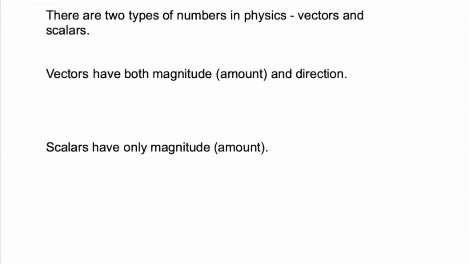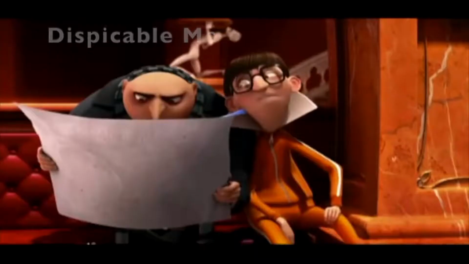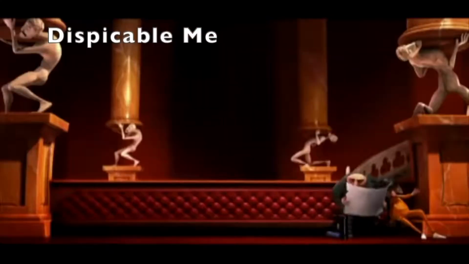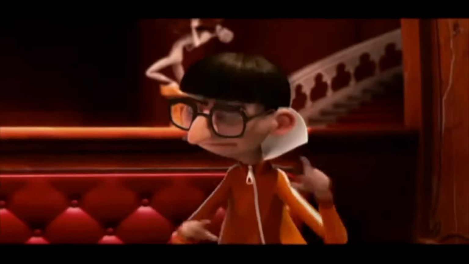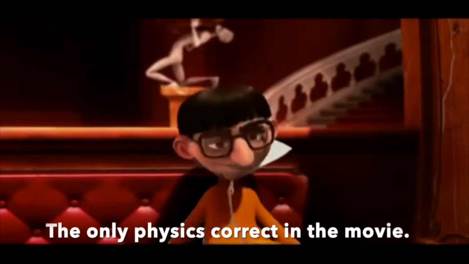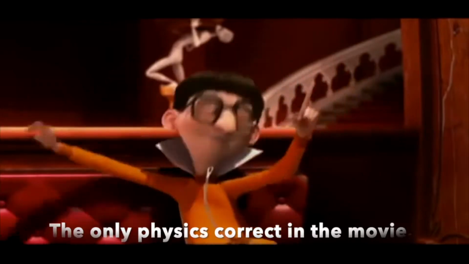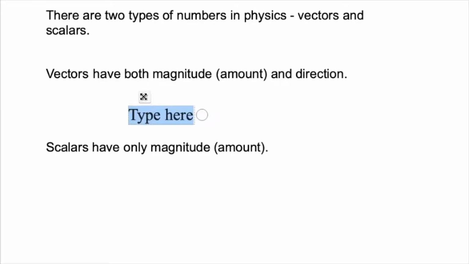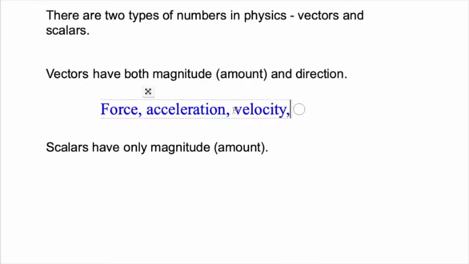In physics, we've got basically two types of numbers, vectors and scalars. Vector. It's a mathematical term, a quantity represented by an arrow with both direction and magnitude. A vector is something that has direction. That's something like a force, an acceleration, velocity, and even a displacement. All have directions. They all go a certain way. They have a certain amount in a certain direction.